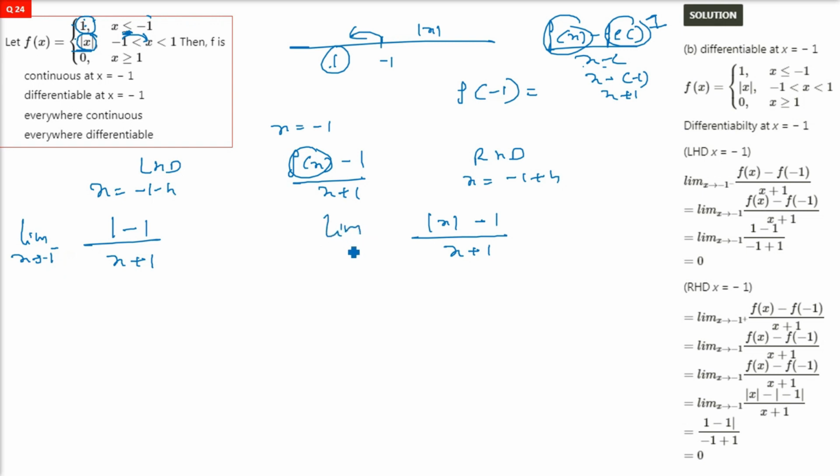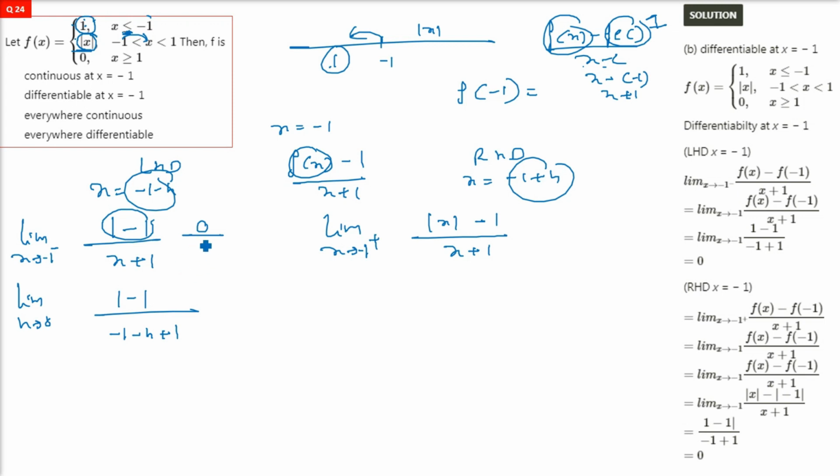If you want to put this negative 1 minus h and negative 1 plus h on the left and the right, you can replace. So you have limit h tends to 0, 1 minus 1 divided by x plus 1, x is negative 1, negative h plus 1. Now it's up to you. See, 1 minus 1 is already 0. And the denominator, whatever we get, we'll just show you the right hand derivative also.